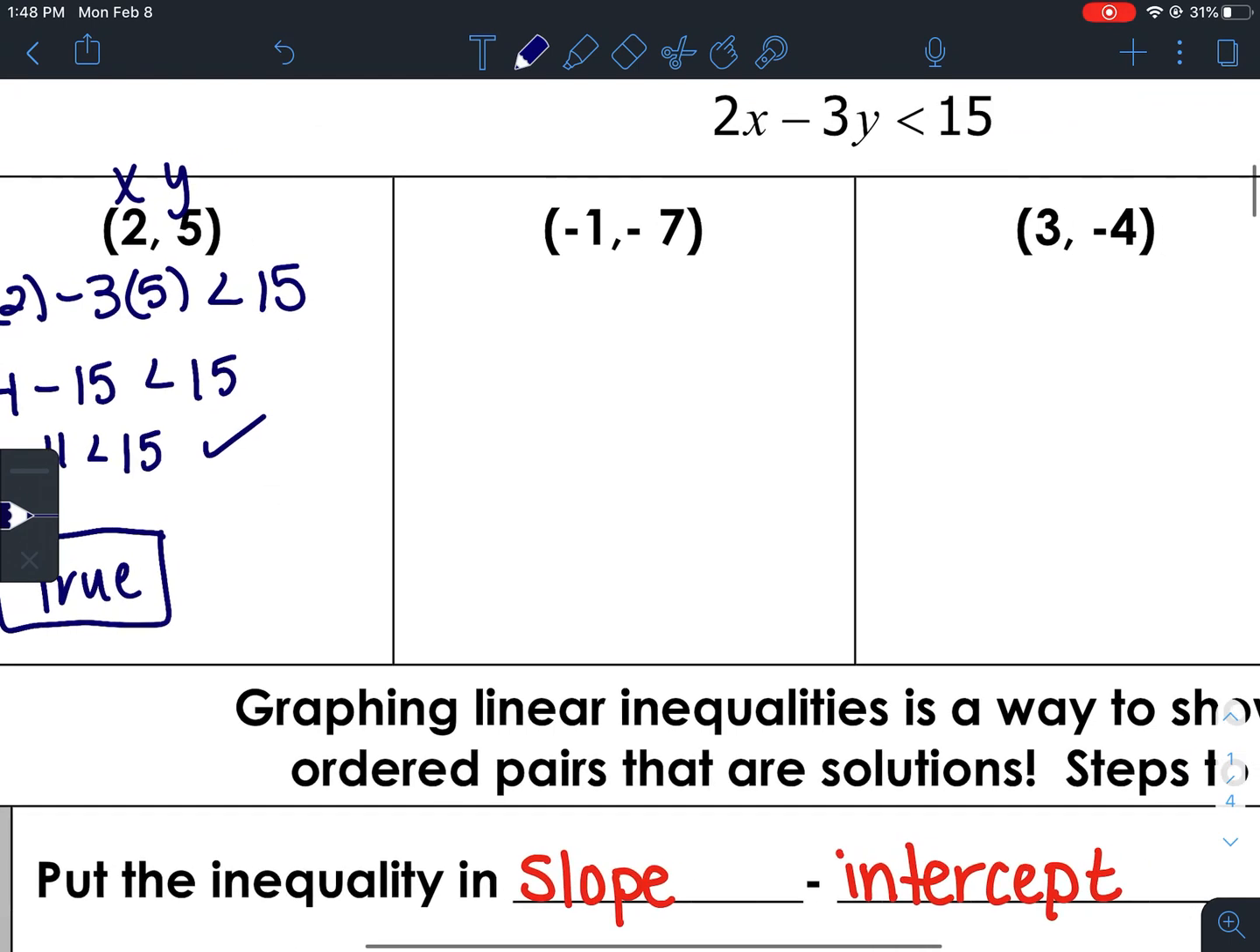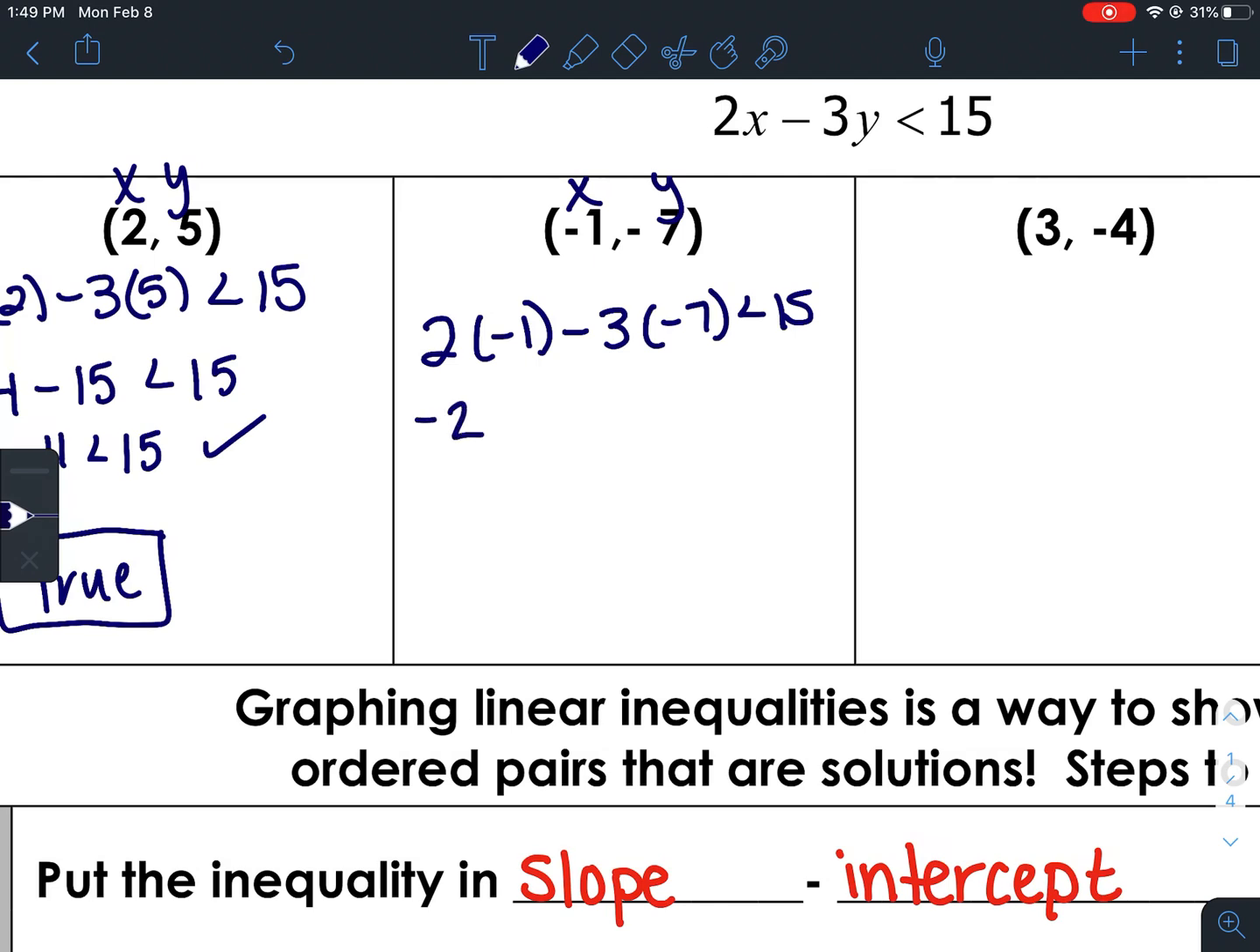Okay, let's try the same thing here. Again, we're just plugging that into our solution, x and y. So I have 2 times my x minus 3 times my y should be less than 15. 2 times negative 1 is negative 2. Negative 3 times negative 7 is positive 21. And that should be less than 15. 21 minus 2 is going to give us 19. 19 is not less than 15. So this is not a solution.